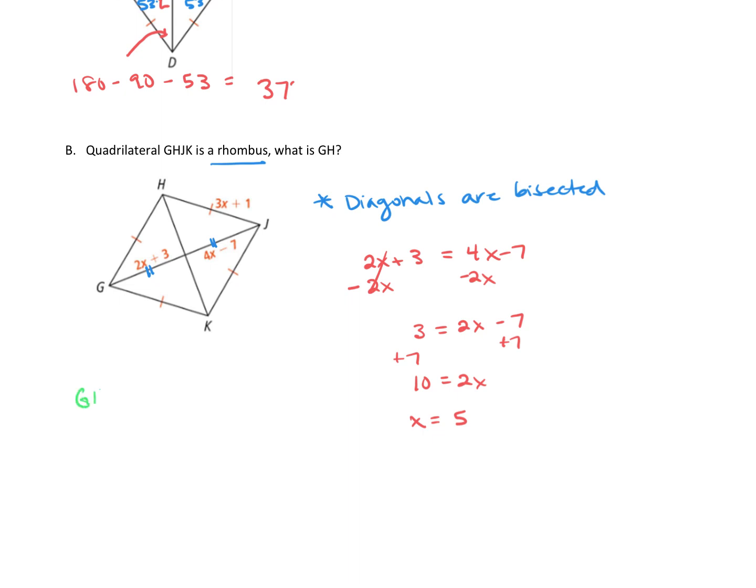But we know that GH is congruent to HJ because all four sides in a rhombus are congruent. Well, HJ is 3x plus 1. They told us that that is 3x plus 1, and now we know the value of x. So we're just going to say 3 times 5 plus 1. 3 times 5 is 15. 15 plus 1 is 16. And because GH and HJ are congruent, we know that GH will have the same length as HJ, so GH is equal to 16.